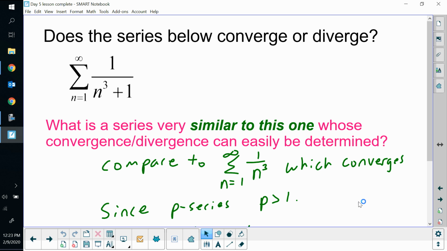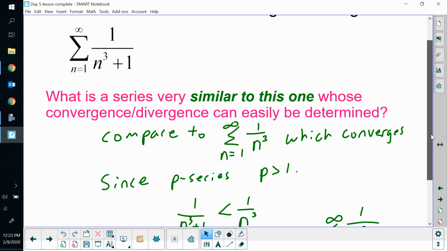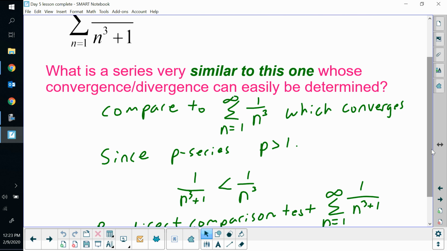All right, let's look at another one. We want to know if it converges or diverges the series. Well, let's pick a basic series that we know how to work with. So we're going to compare to the series of 1 over n cubed, which we know converges because it's a p series with p greater than 1. Okay, that's what we saw last class.